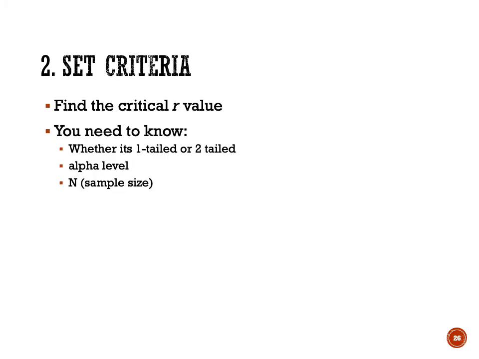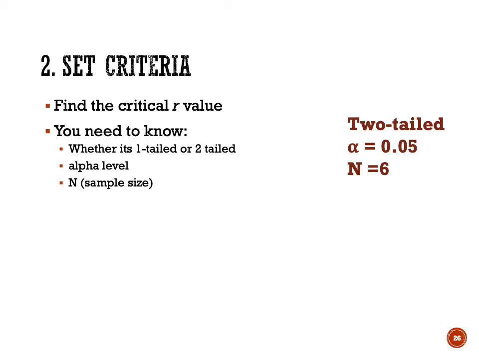So now we're at step 2. It's time to set our criteria. Again, we'll be using a chart to find the critical value. You can see this chart in your formula packet. And make sure you're looking at the right chart. So this is for Pearson's correlation critical value. So here's the list of the information we need to know before we're able to read that chart. We need to know if it's one-tailed or two-tailed hypothesis. We need to know the alpha level or the significance level, and we need to know the N, which is the sample size.